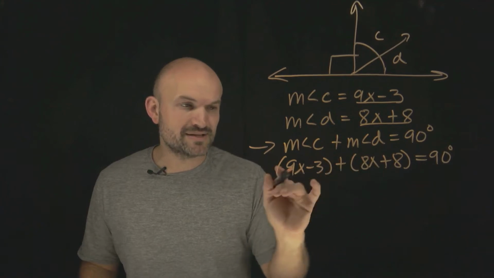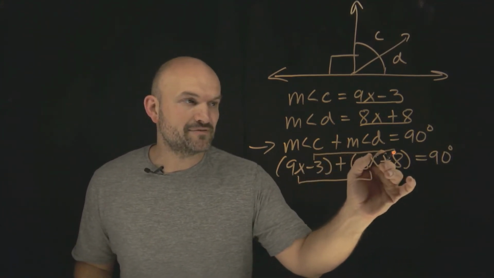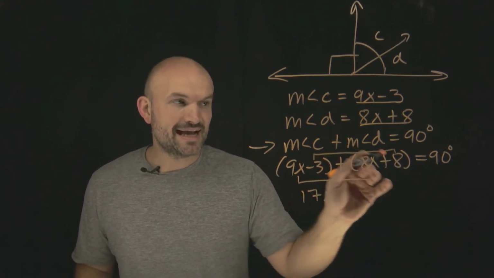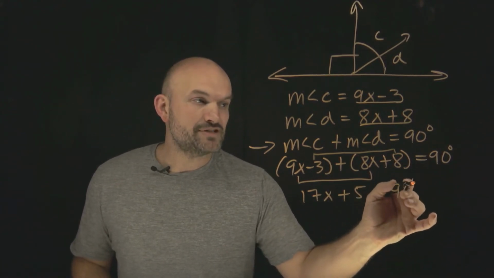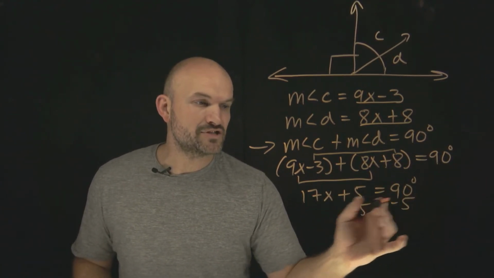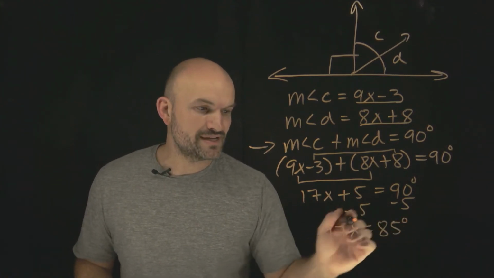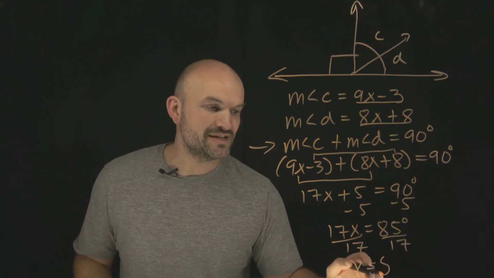However, regardless of these parentheses, I can combine my 9x and my 8x, and I can combine my -3 and my 8. So 9x plus 8x is going to be 17x, and -3 plus 8 is going to be a positive 5. All right, now I have a two-step equation, and I can go ahead and solve. So I have 17x is going to equal 85, and then divide by 17, and now you can say x is going to equal 5.